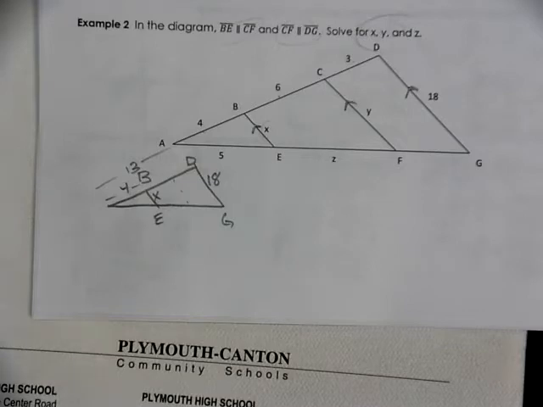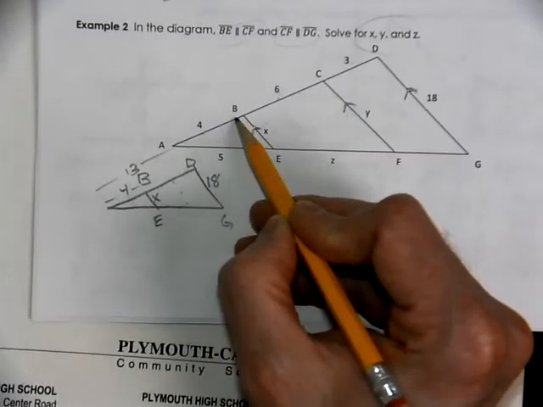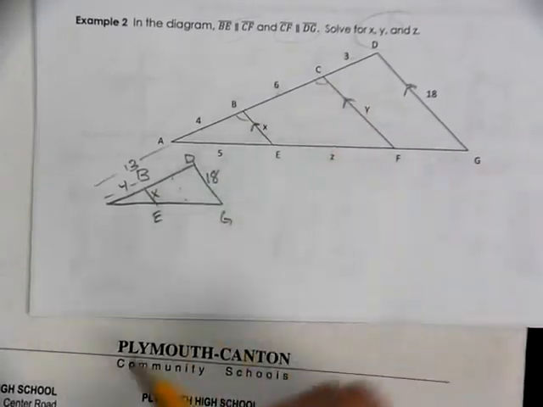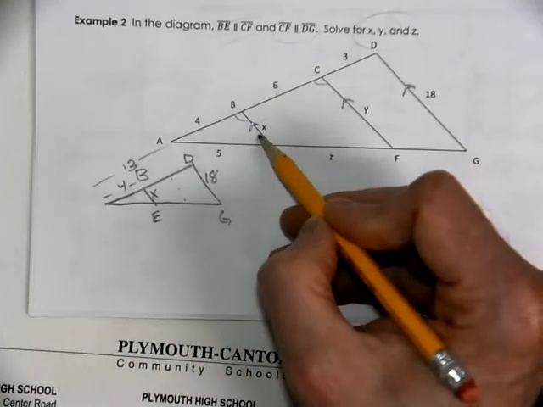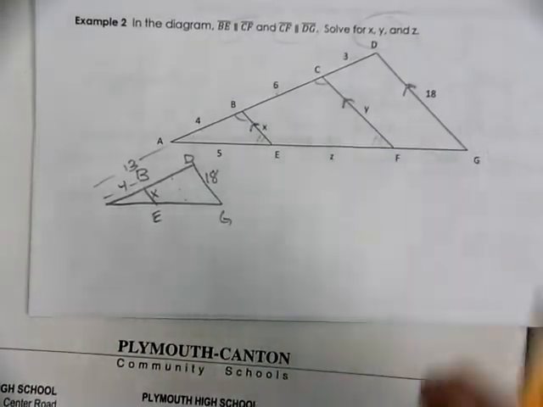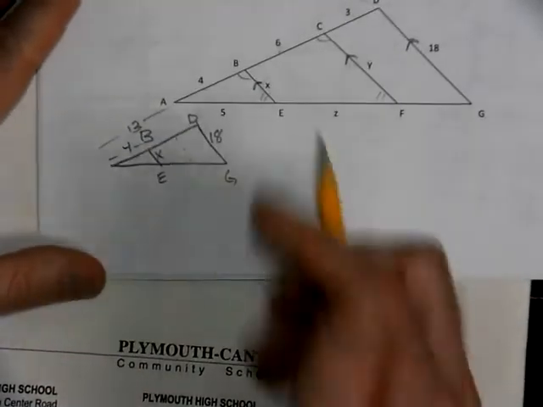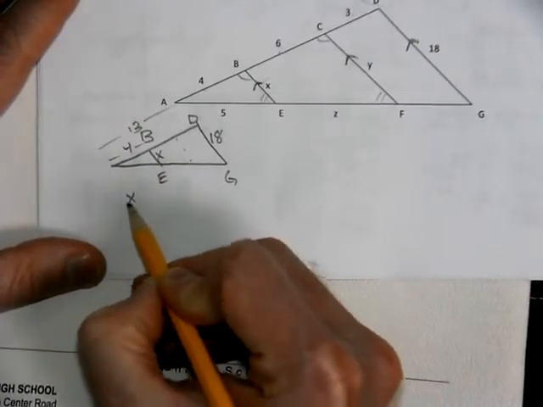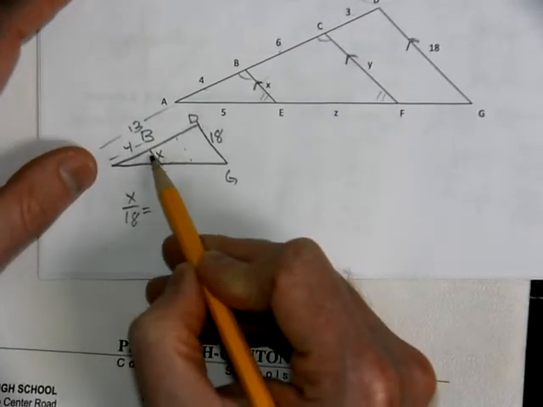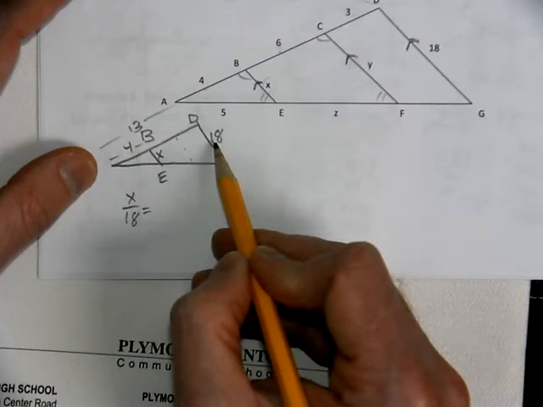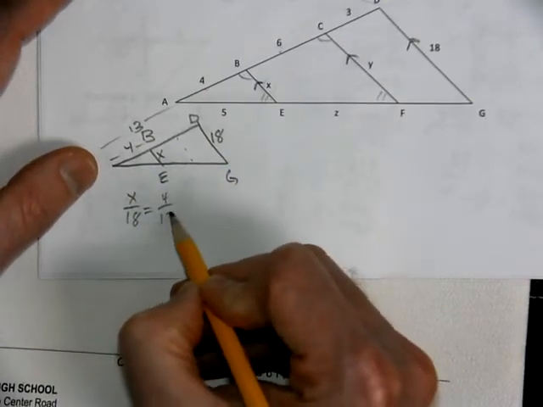We know the triangles are similar because if the lines are parallel, then we have alternate interior angles that are congruent on both sides. So that's enough to prove the triangles are similar. So we can do a proportion. We can say that X over 18 equals, that's a small triangle over the large triangle. So we have to use the small number over the large number.